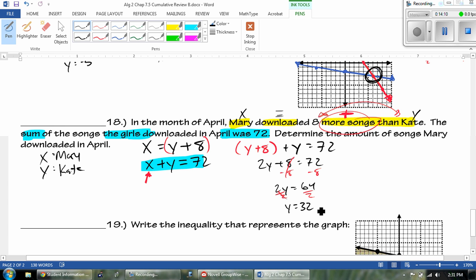Now, who do I need? Do I need Mary or do I need Kate? Yeah, I need Mary, and we just found Kate's. So what we do now is I'm going to plug into the original one. y is 32 plus 8, so that means that x equals 40. So how many songs did Mary download? She downloaded 40 songs.